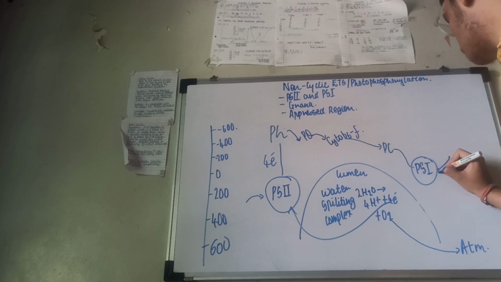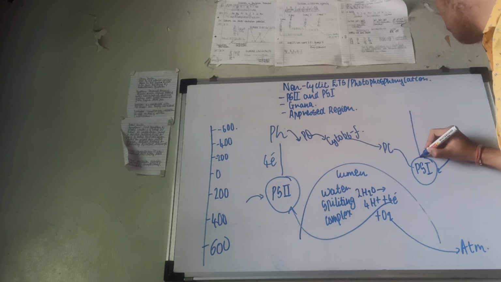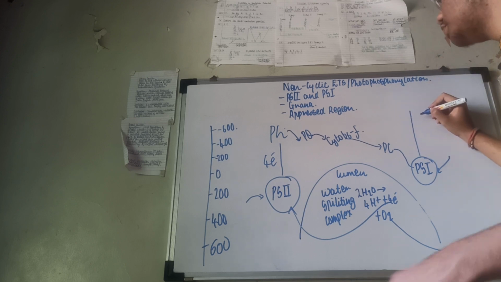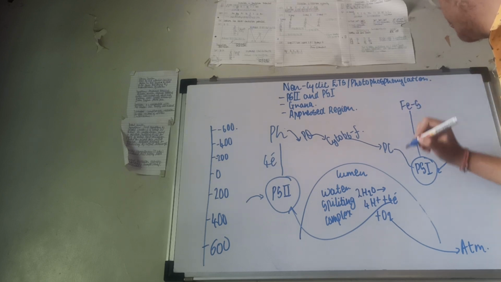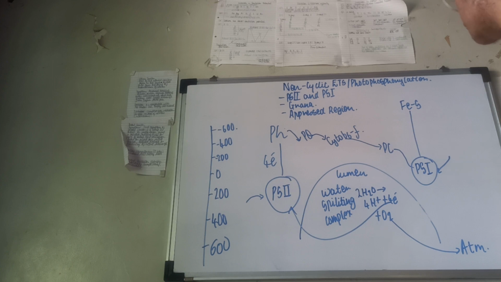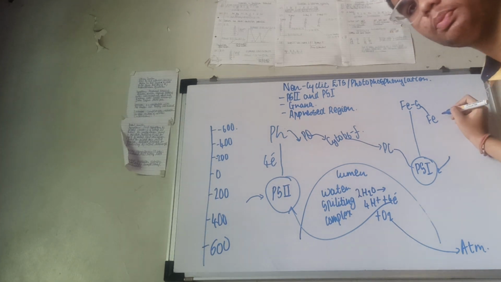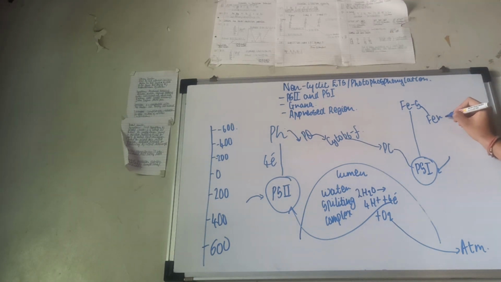Again light falls on PS1. Again it is moving against the gradient. It gives this electron to FeS protein. Then this gives to ferredoxin. Ferredoxin gives to FNR, which is ferredoxin NADP reductase. So now in the stroma what happens?